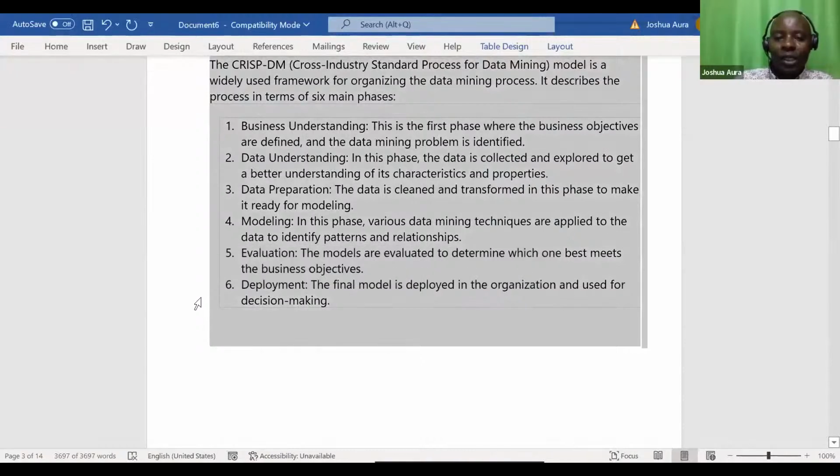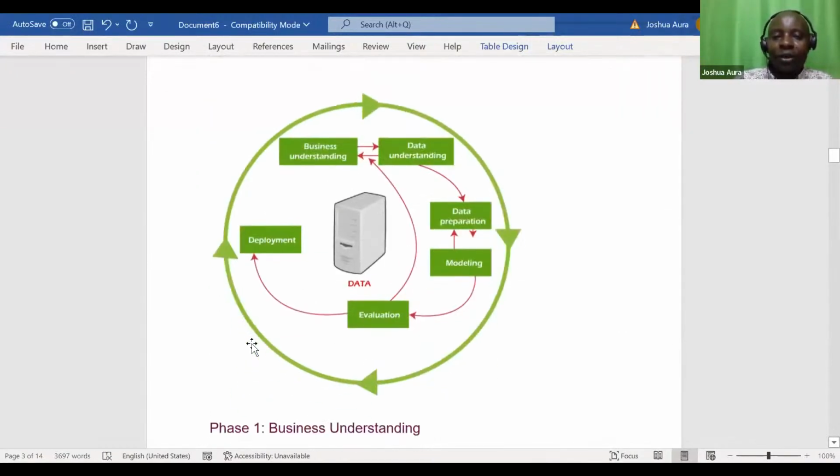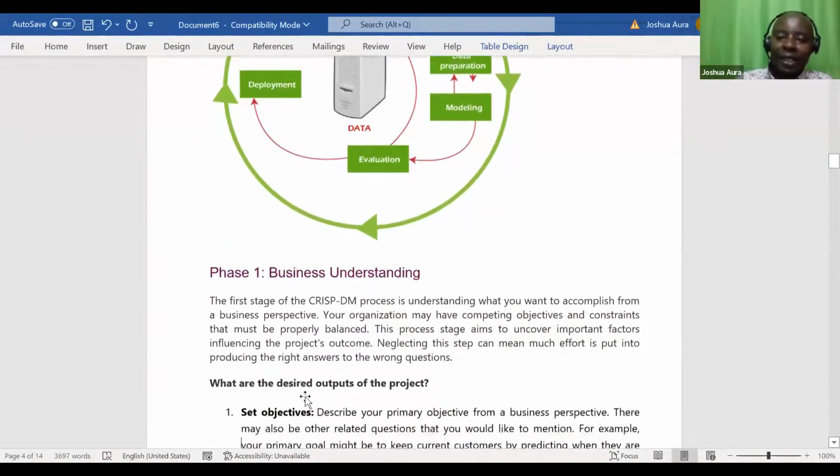Now, ladies and gentlemen, I would want to come back to my paper now. So now I would want us to go through each of these components of CRISP model one at a time. So we have here business understanding, data understanding, data preparation, we have modeling, we have evaluation, we have deployment. And then of course we have now our data being processed here. Now phase number 1 is about business understanding.